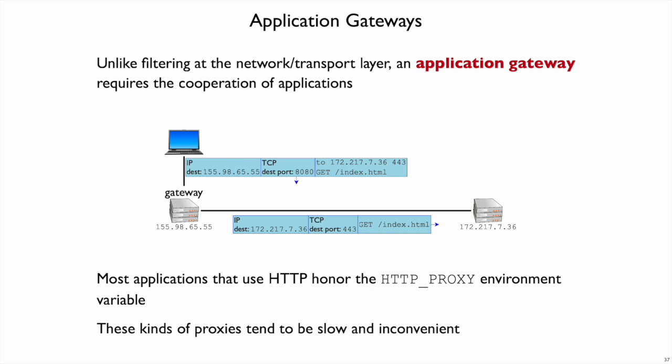Some environments force proxies to be used, but they tend to be slower and less convenient than direct access to the internet. So it tends to be a last resort for creating a firewall between some end-user machines and the rest of the internet.